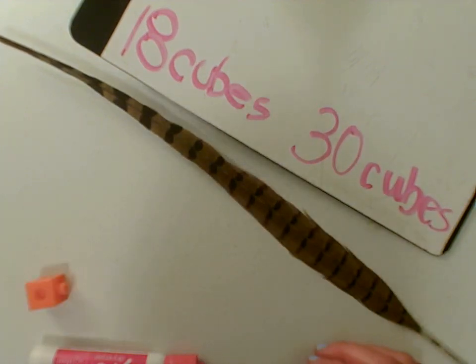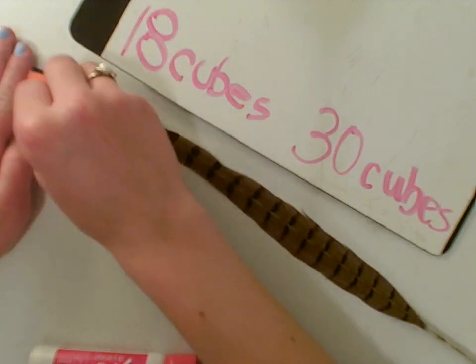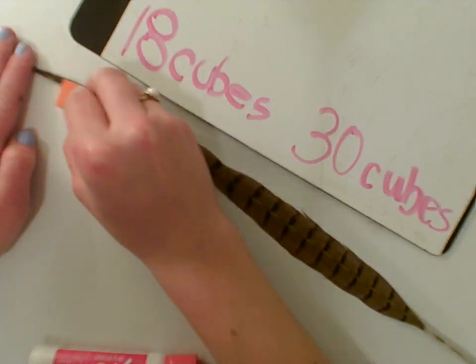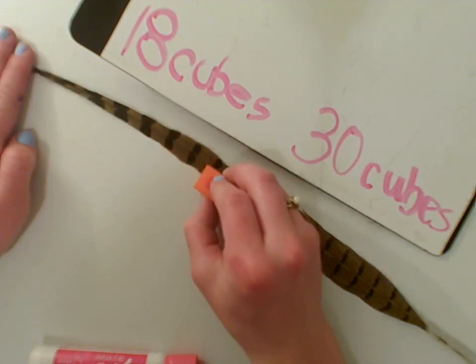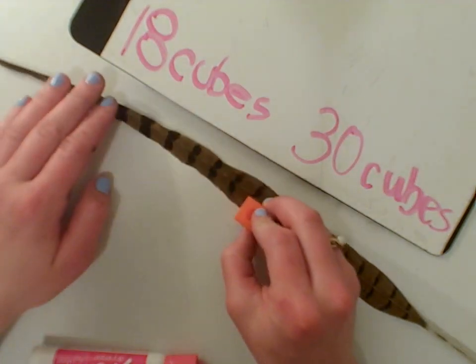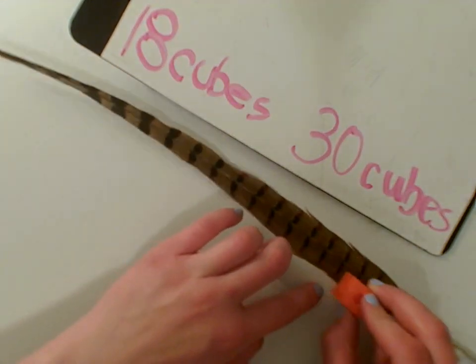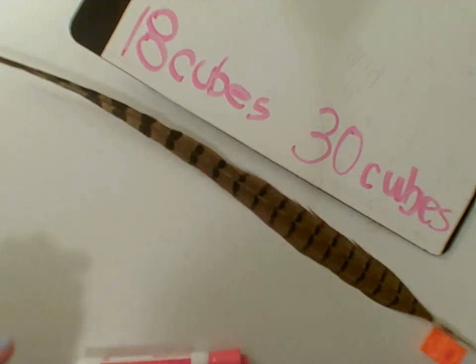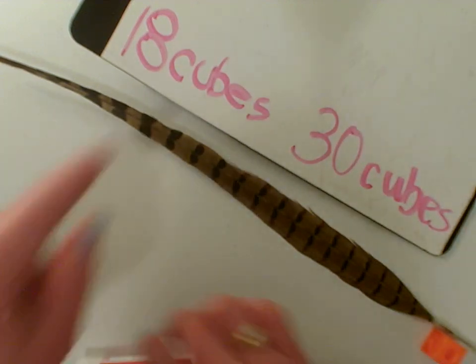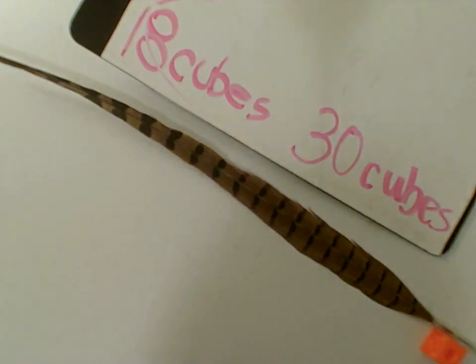You know what? I think I made a mistake. Hold on. Let's recount this. I'm going to hold my feather down this time. 1, 2, 3, 4, 5, 6, 7, 8, 9, 10, 11, 12, 13, 14, 15, 16, 17, 18. All right. There we go. Teachers make mistakes too. Yes, it is 18 cubes long. So this is what you're going to continue practicing today.